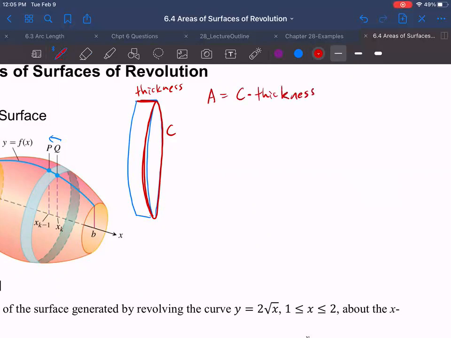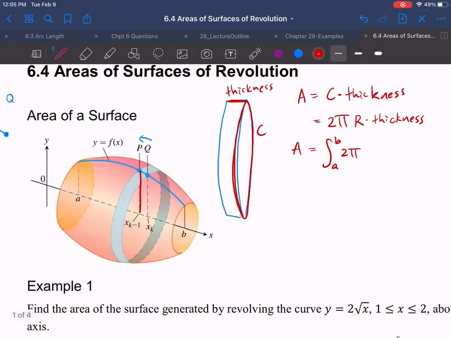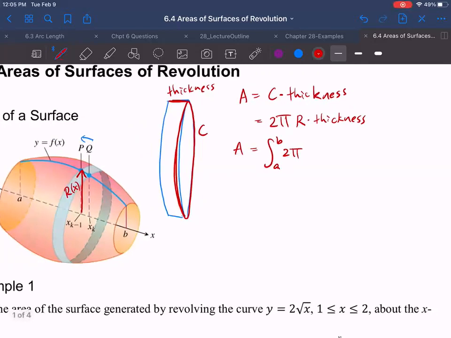We need, for that area, circumference times thickness. And so to get our circumference, that's just going to be 2 pi times our radius, and then our thickness is whatever the thickness is, right? So 2 pi r times thickness. Then we want to get our total area for the whole thing, so we're going to sum these all up from A to B, wherever we're going, 2 pi, and then we want our function, right? That's what our radius is going to be. This is r of x, correct? And so we'll put in our radius function, which is just our function, right?